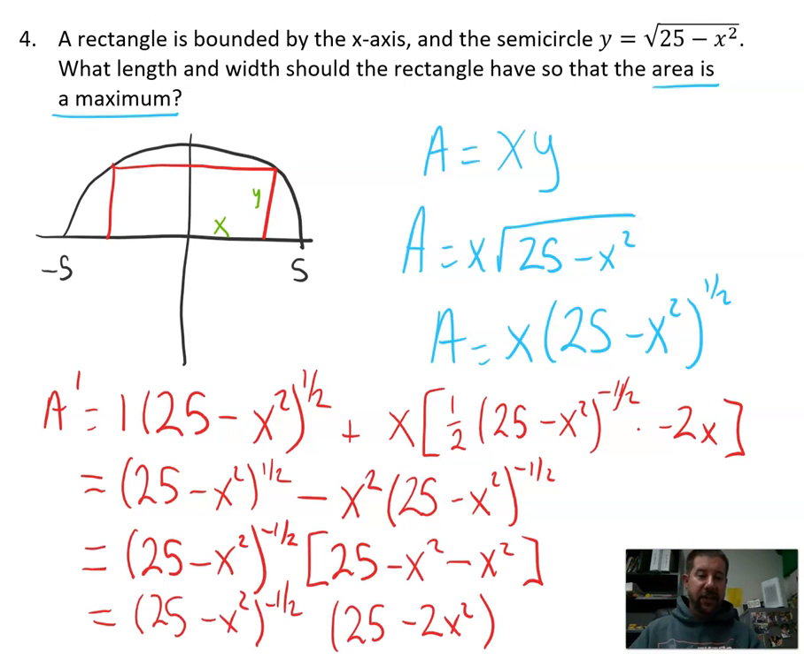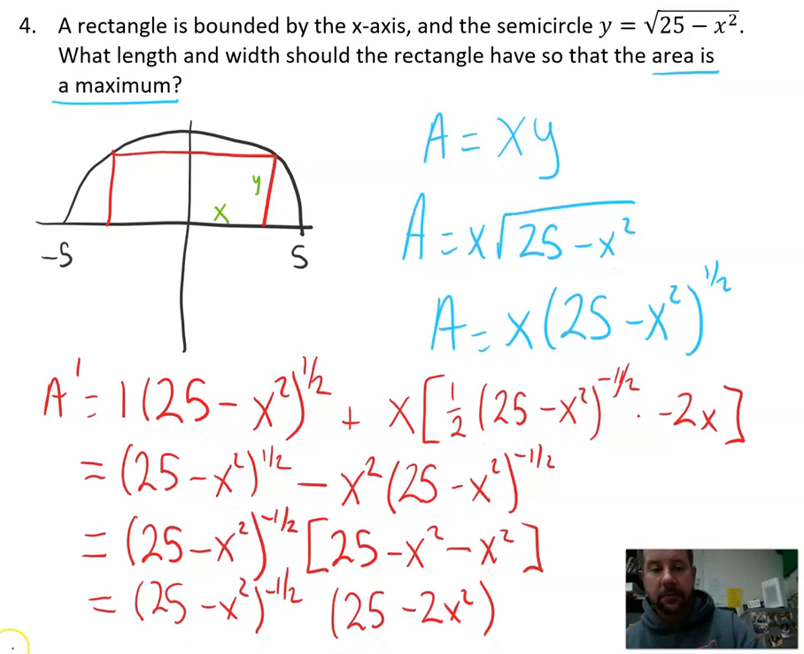When you GCF, again, you're always going to pull out the lowest exponent. So I pulled out a 25 minus x squared to the negative 1/2. Inside of those, a 25 minus x squared, that went to the first, minus x squared. So I have 25 minus x squared to the negative 1/2 times 25 minus 2x squared. Now I need to set that equal to 0.